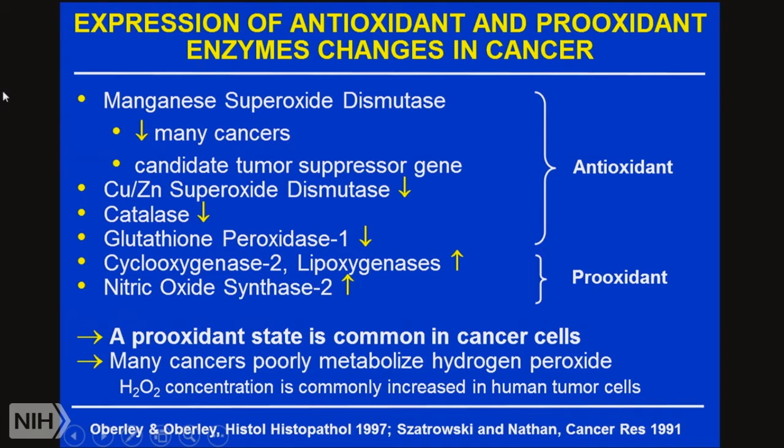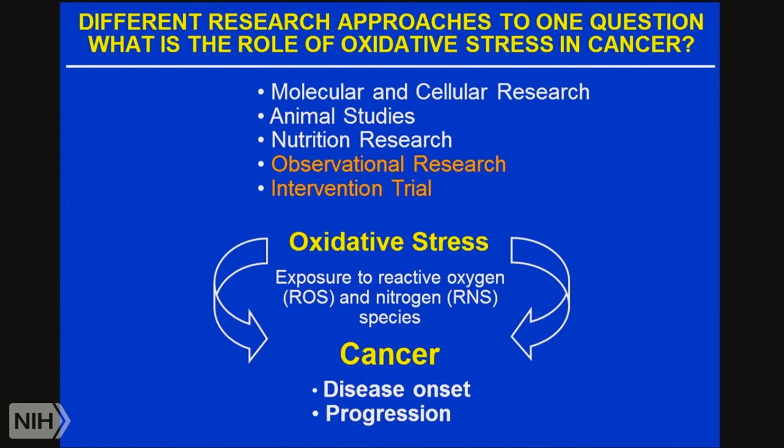So what we have, as I said, a hallmark of cancer, is that a prooxidant state is common in cancer cells. Many cancers poorly metabolize hydrogen peroxide, which on one side can cause damage, but is also a signaling molecule. And the concentration of these metabolites is increased in cancer. And this is actually old stuff. So that's what sets the point for why population scientists have gotten an interest in studying oxidative stress in human populations.